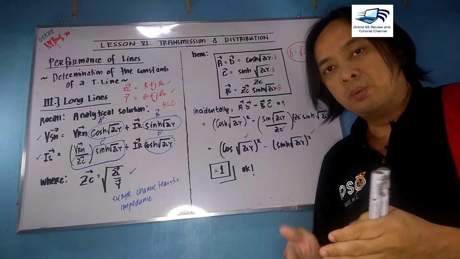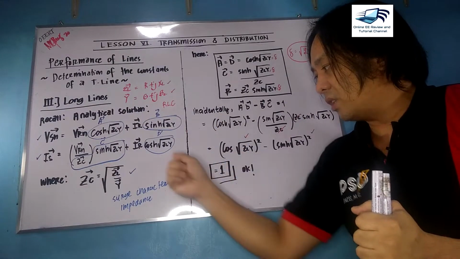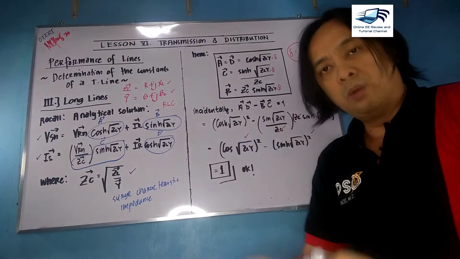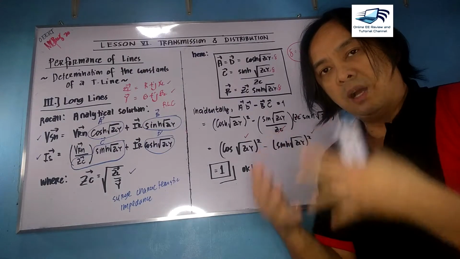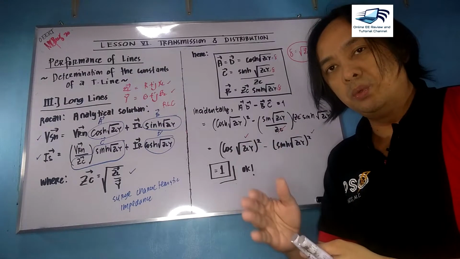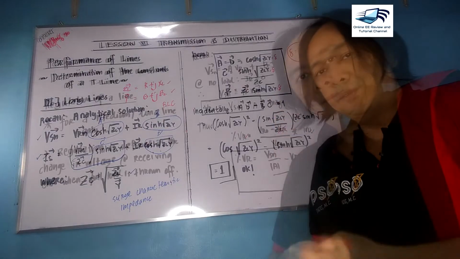Okay, so we already described the long line and other types of line in terms of their corresponding ABCD constants. So we will discuss on the next slide the regulation of the line if you have these constants on medium and long lines. Please stay tuned.